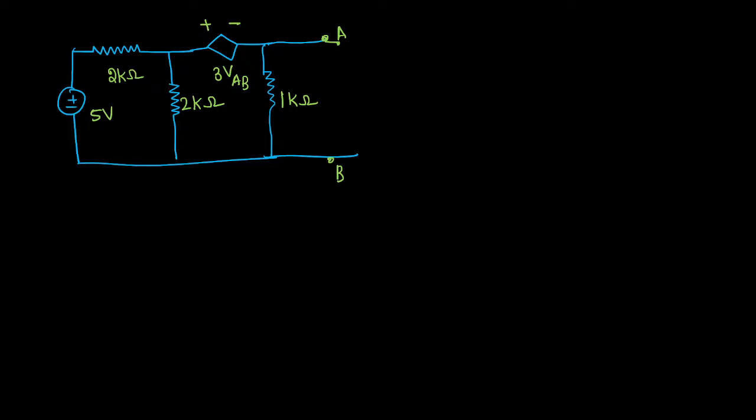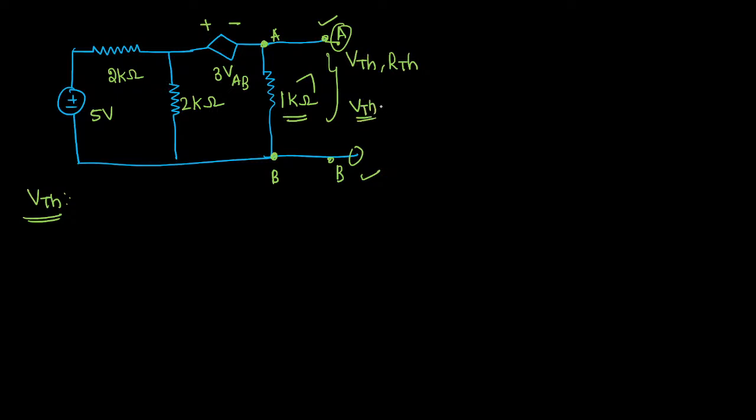Fine, sir. Now the question is, as usual, we have to estimate the value of VTH and RTH. Sorry guys, not ITH, RTH. So question number 1, how to calculate the value of VTH? VTH is nothing but the voltage drop across the terminals A and B, that is, the open circuit voltage. If this terminal is A, then this terminal also will be A. If this terminal is B, then this terminal also will be B. So the potential difference between these two terminals, meaning the voltage drop across the 1 kilo ohm resistor, is nothing but VTH. Yes, sir, of course.